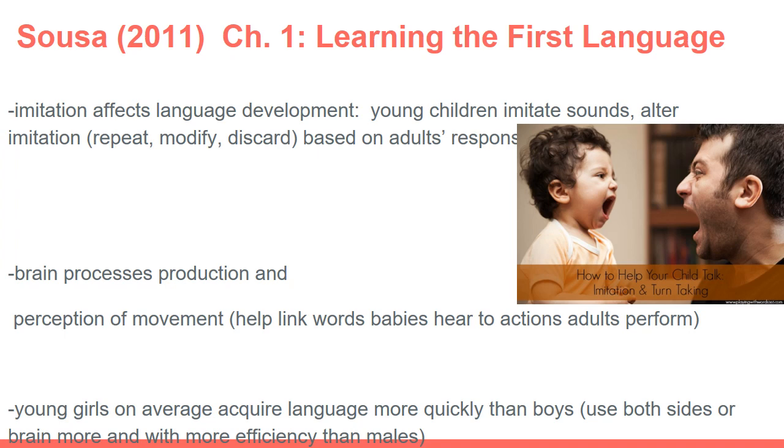Another thing to note in general is that young girls on average acquire language more quickly than boys, and they've also been shown in studies to use both sides of their brain more efficiently than boys overall, and that continues throughout childhood.